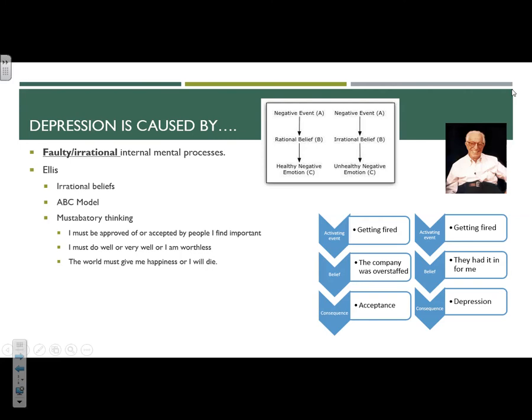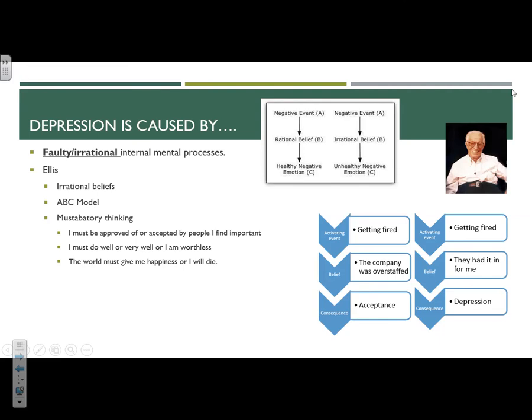So the example here would be the activating event is getting fired. Both people get fired. The rational belief is, oh well, the company was overstaffed. It's nothing personal. It's a bit rubbish, but the company was overstaffed. I've got some really good qualifications from it, so I'm going to be okay. And the consequence leads to acceptance. They're not thrilled about it, but it doesn't impact your mental health significantly.